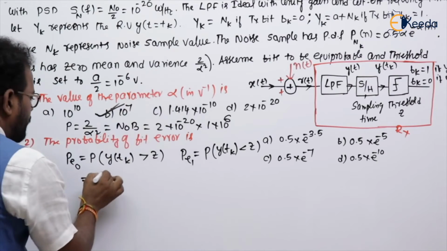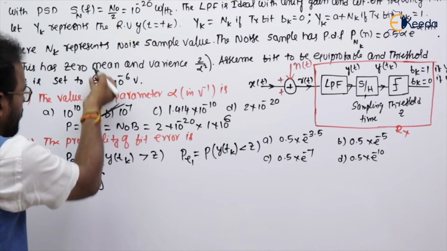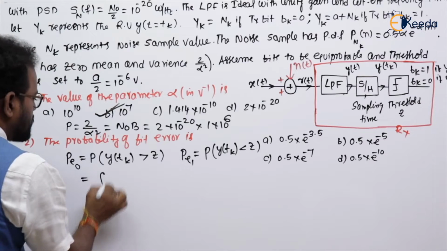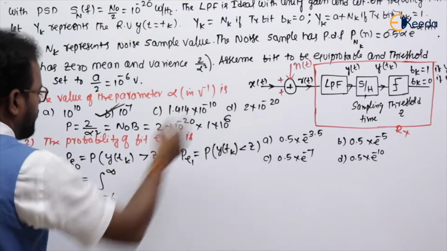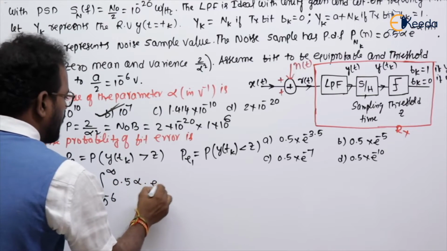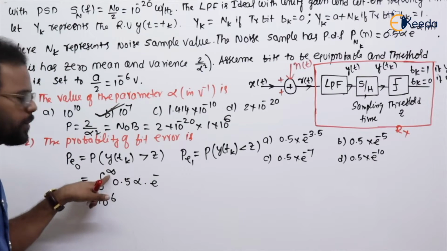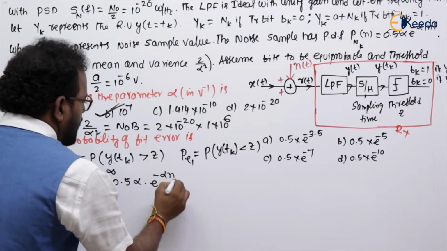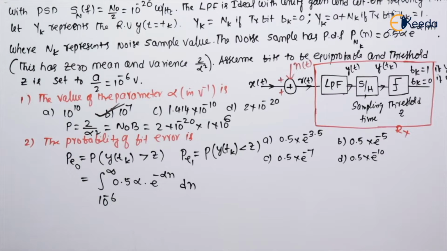They have given the PDF, where you have to integrate from z to infinity. The z value is already given as a by 2, which is nothing but 10 power minus 6, to infinity. And what is its PDF? See, 0.5 into alpha into e power minus alpha mod n. From here to here, the n value is positive. Positive means mod n is n only, into dn. Are you getting my point or not?